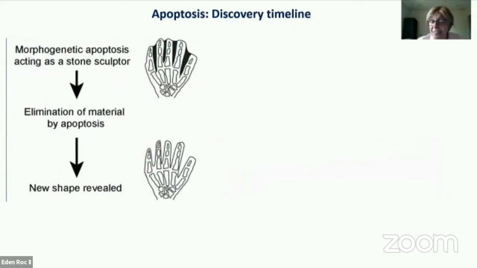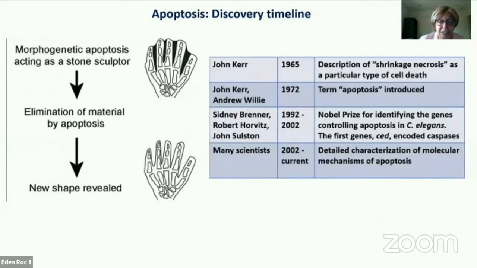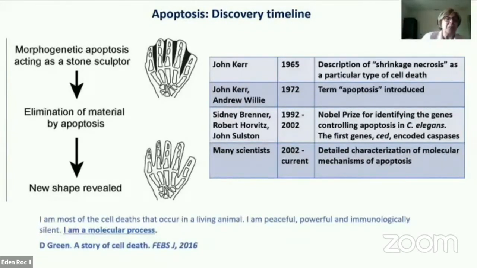Apoptosis morphology was first described by Australian pathologist John Kerr, and he introduced the term apoptosis, which means falling leaves from Greek. A little bit later, the Nobel Prize in 2002 was awarded for identification of genes controlling apoptosis in C. elegans. The first gene was a specific protease, caspase. And this is what Doug Green is saying about apoptosis. I am most of the cell deaths that occur in a living animal. I am peaceful, powerful, and immunologically silent. I am a molecular disease.